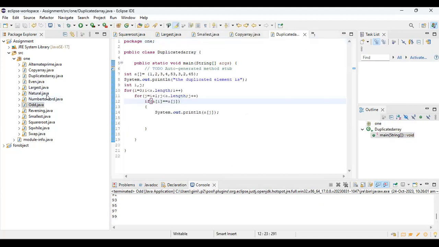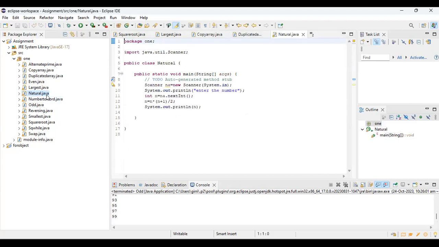And then natural numbers start from 1. So those are the whole numbers. So for the sum of the natural numbers, we have the formula n into n plus 1 by 2. So I have used that particular formula. And before that, we have to give some inputs, some whole number or natural number as input, so that we can find the sum of the natural numbers. So here I'm giving the inputs as scanner and NA as object.